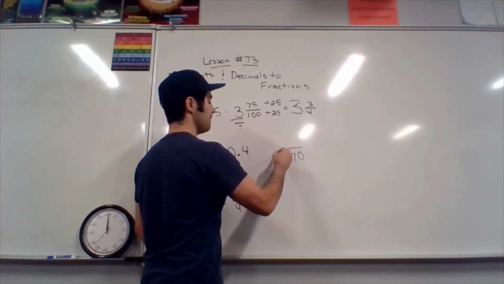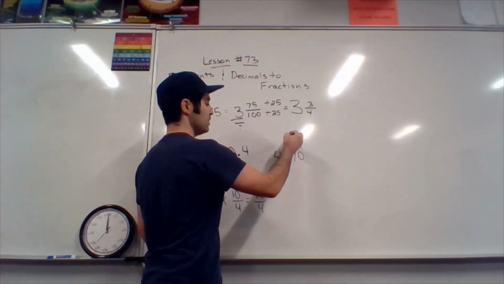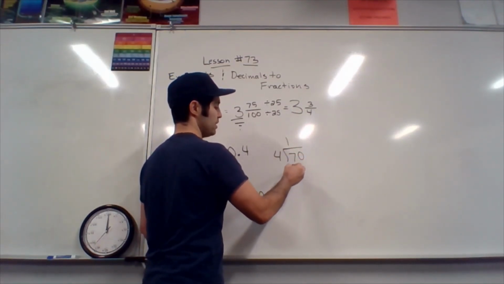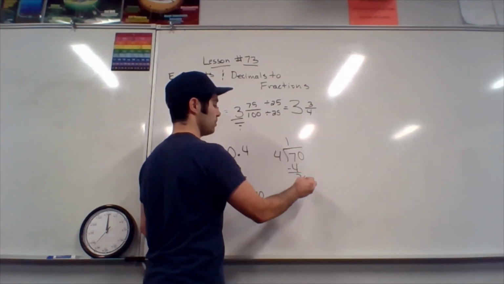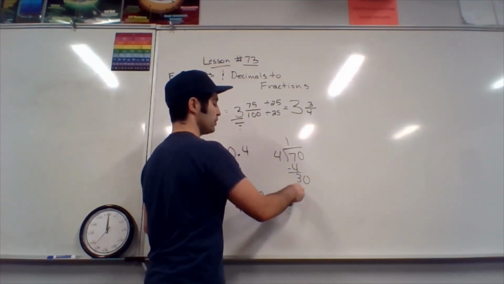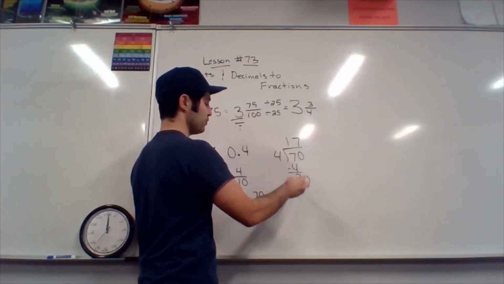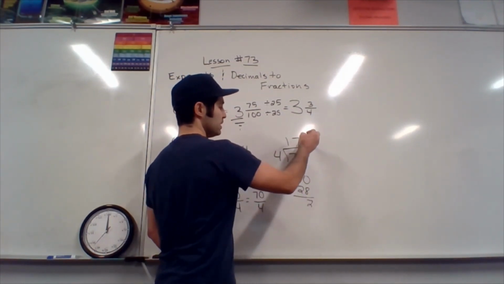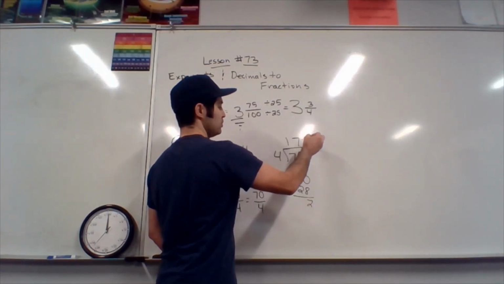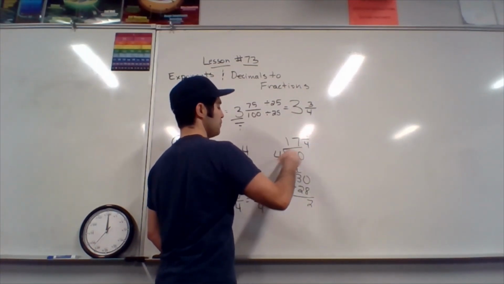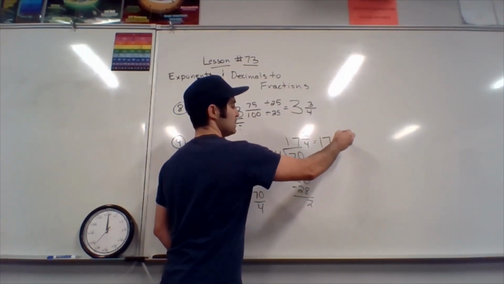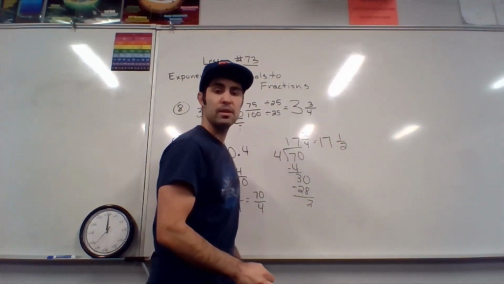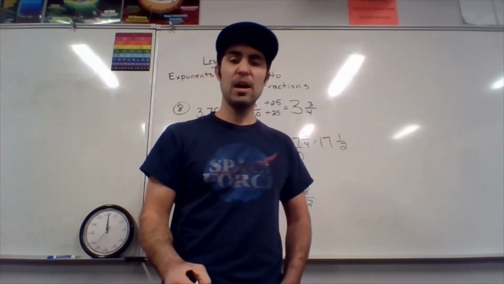70 divided by 4. 4 will go into 7 one time. 1 times 4 is 4. Subtract. 3 is less than 4. Bring down the 0. 4 will go into 30 seven times. 7 times 4 is 28. Subtract. 2 left over. 17 and 2/4. 2 goes on top, 4 goes on bottom, which is the same as 17 1/2. Hey, we got it. Awesome job, guys.